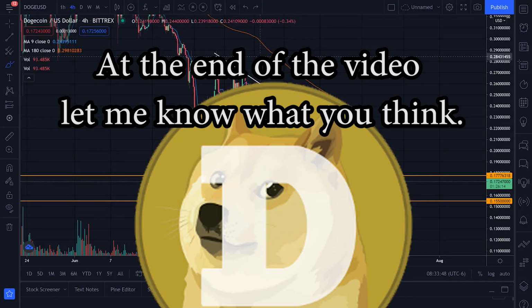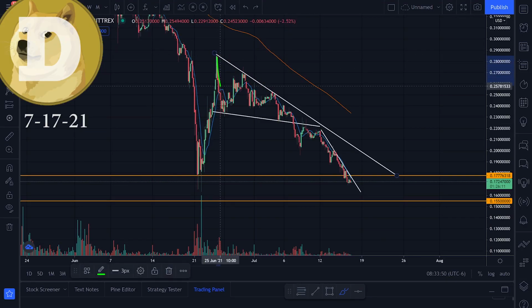Let's take a look at the chart action for Dogecoin. Alright, so in my last video, we were watching this triangle pattern right here. We had support right here, we had support right here, and resistance all right here. So that makes that triangle. And so basically, we broke that trend line going to the downside, and ever since then, we're getting downwards momentum.